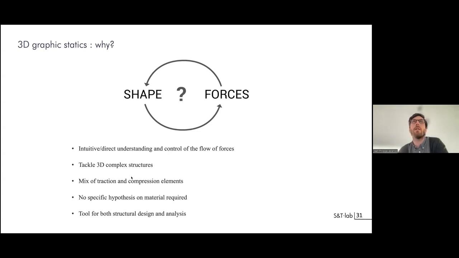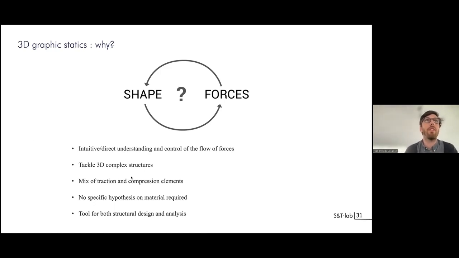So the goals, the objectives are the following ones. First, we would like to have an intuitive and direct understanding and control of the flow of forces through the structure. Then, thanks to that, we could tackle 3D structures that are complex, because obviously for many examples, you can use 2D graphic statics and use it as a section, do a section in one direction, the other. So 3D graphic statics would be more interesting when the geometry becomes complex and cannot be treated with 2D graphic statics, which is already a very powerful tool.